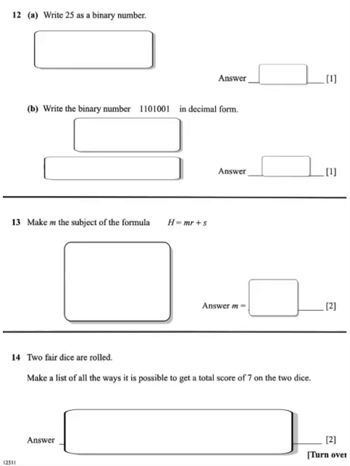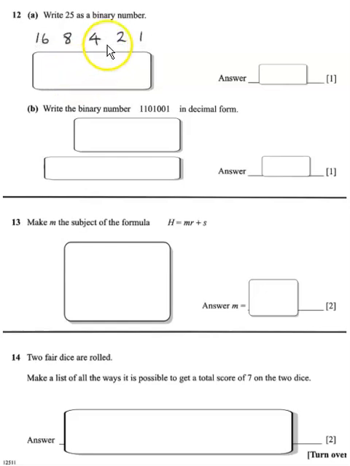Okay, question 12 is a binary question. It says write 25 as a binary number. So the first thing you do, you set it up by doing 1 on the right hand side and then just keep timesing by 2. 1 times 2 is 2, 2 times 2 is 4, 4 2s are 8, 8 2s are 16. Now the next times 2 is 32, which is too big.